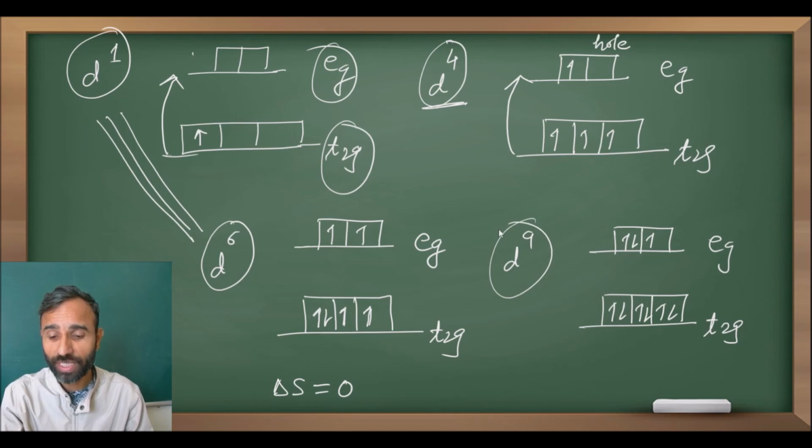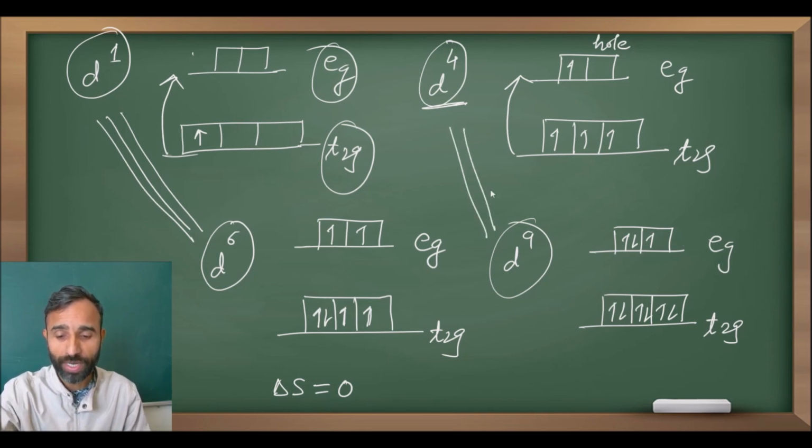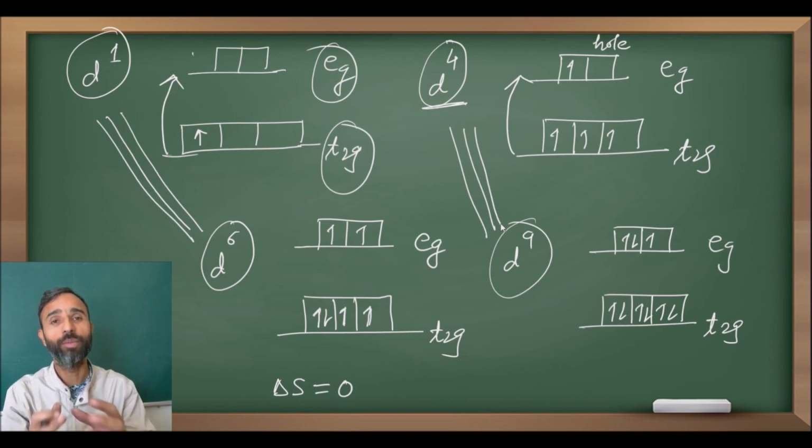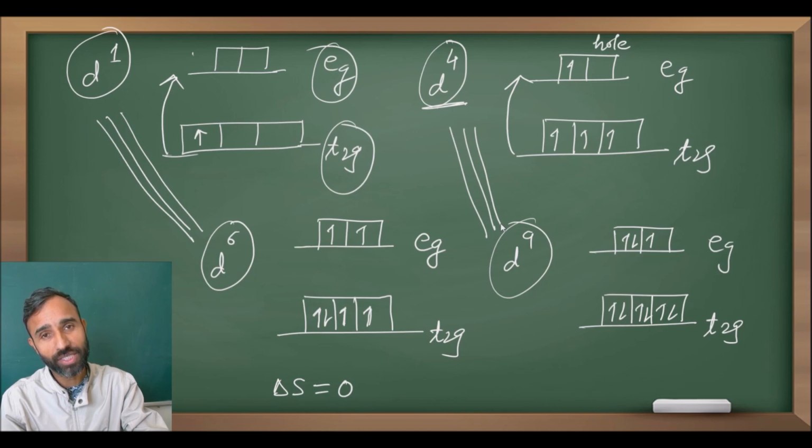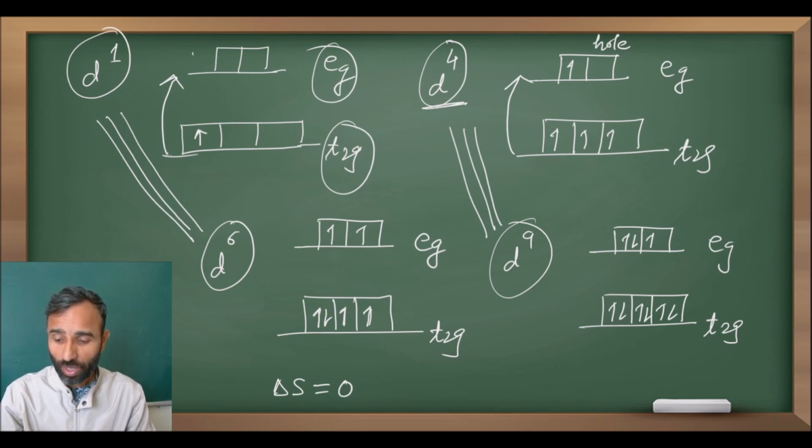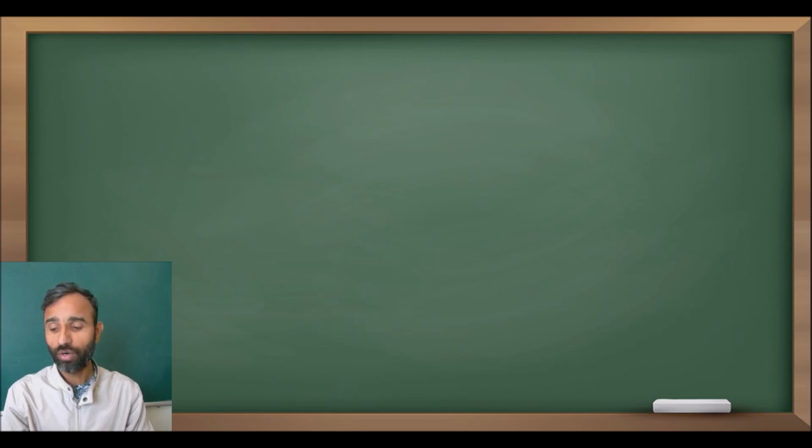Same is the case with D9. In case of D9, there is one vacancy in EG. So when one electron is transferred from T2G to EG, it looks like one hole is transferred from EG to T2G. So D4 and D9 are similar. And the arrangement of D1 and D6 is opposite to D4 and D9. Now let us find out their ground states.